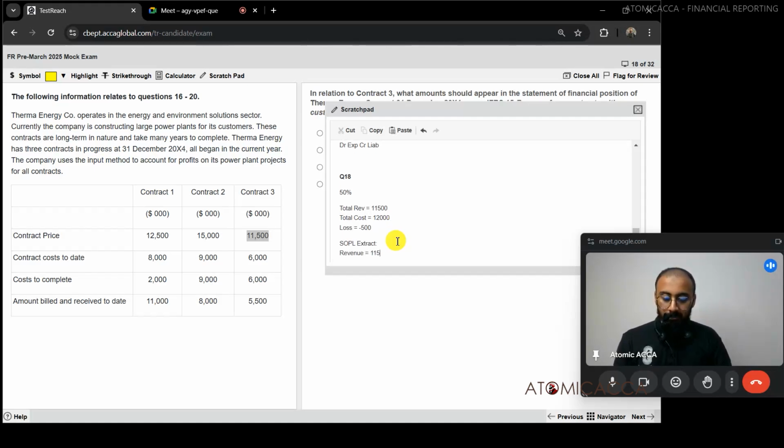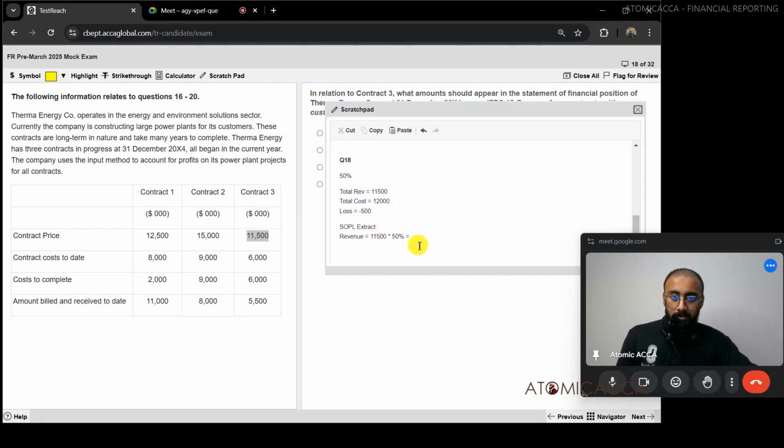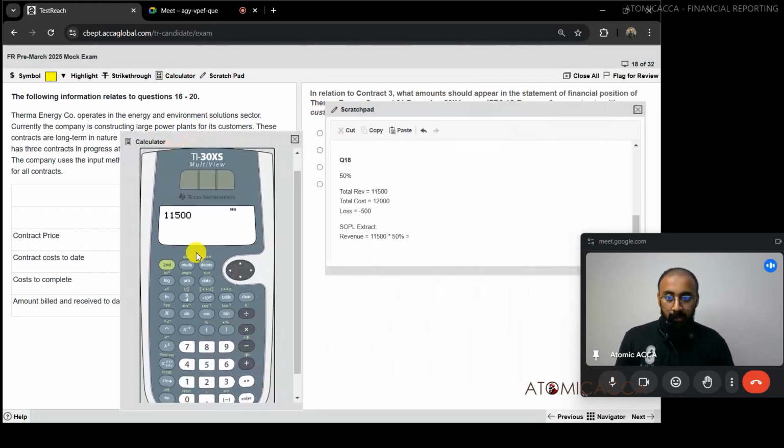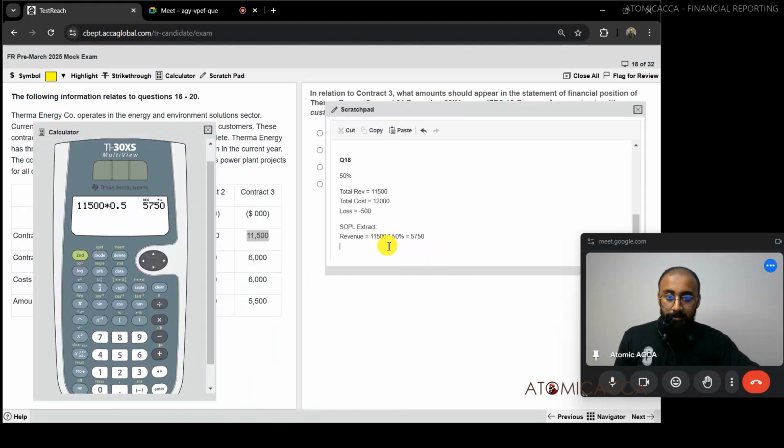revenue will be equal to 11,500 multiplied by the progress completion percentage. 11,500 multiplied by 0.5 is equal to 5750. Next thing is cost incurred. Cost incurred is given over here, 6,000. So that's done. Now 5750 minus 6,000 will lead to only a 250 loss.